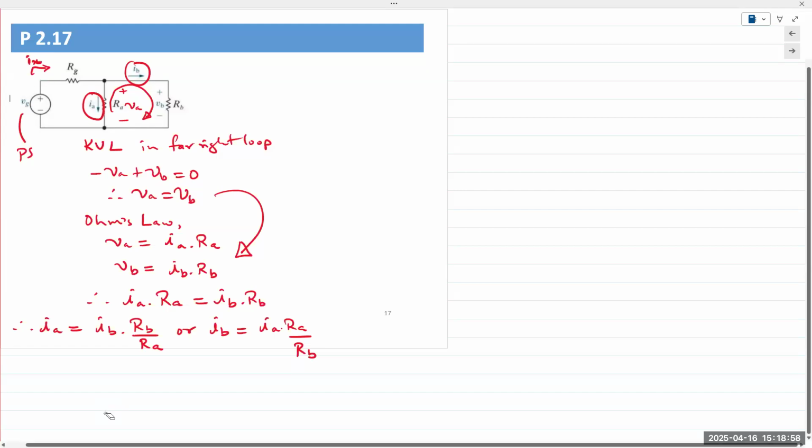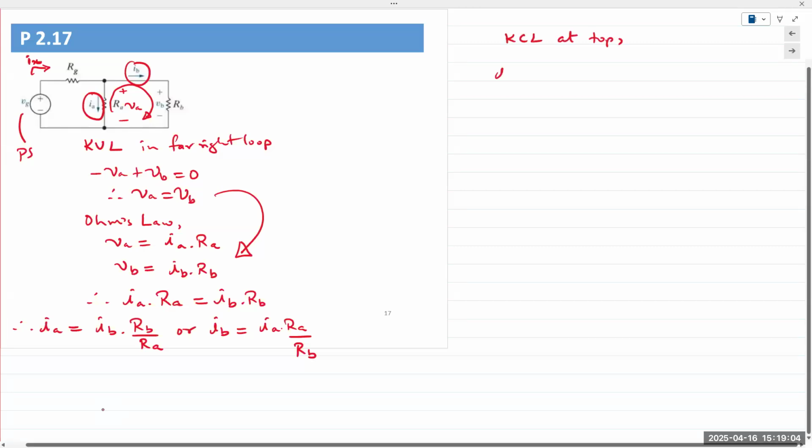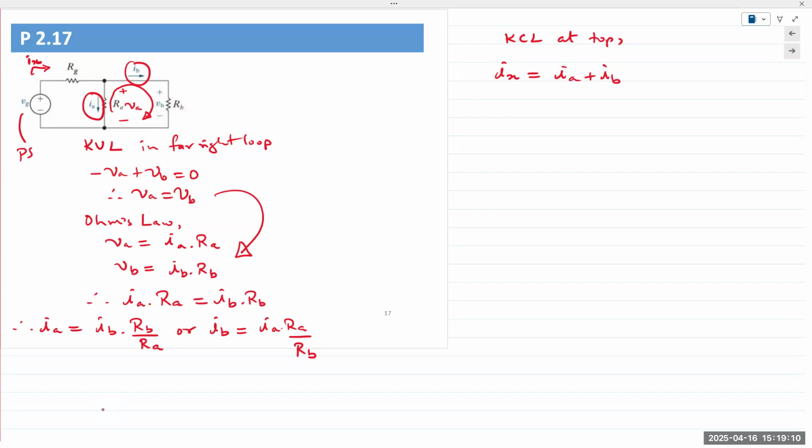Total current IX. So if you apply KCL at the top, I can write IX is equal to IA plus IB. And now substitute either IA or IB.